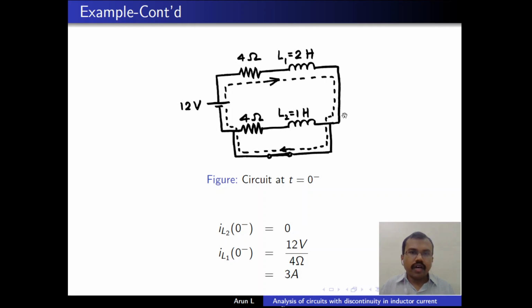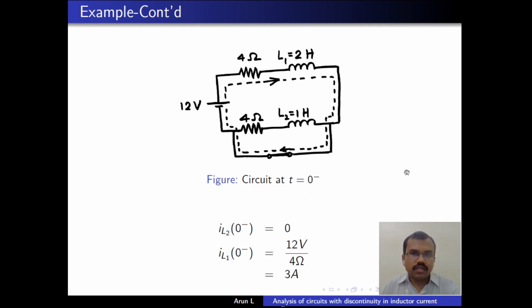Now we have to calculate the current that will flow through L1, IL1(0-). Since this 4 ohm 1 Henry series combination is short circuited by this closed switch, there is no voltage drop across these two elements. So this entire 12 volt will be dropped across this 4 ohm and 2 Henry. Since it is mentioned in the question that the switch is closed for a very long time, the circuit will be in steady state at t equal to 0 minus.